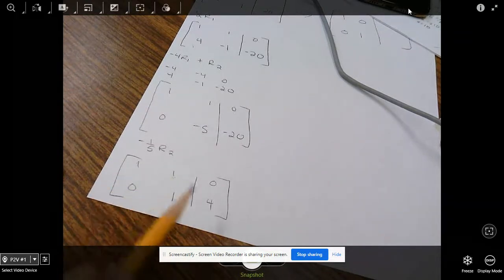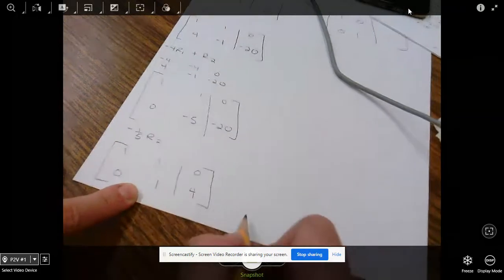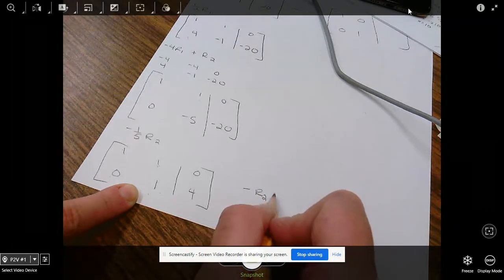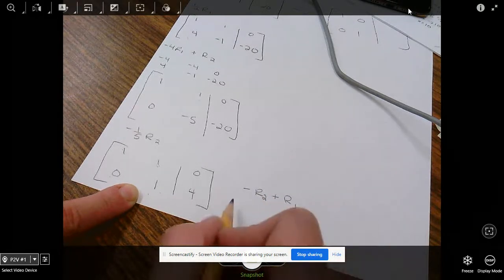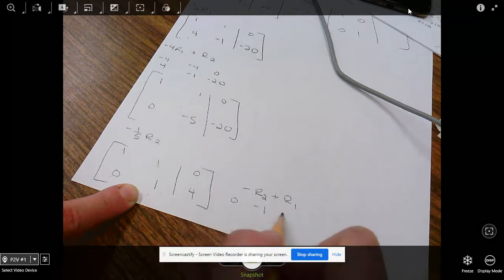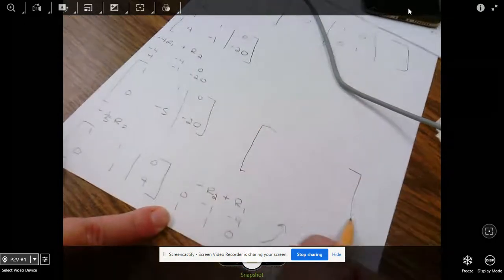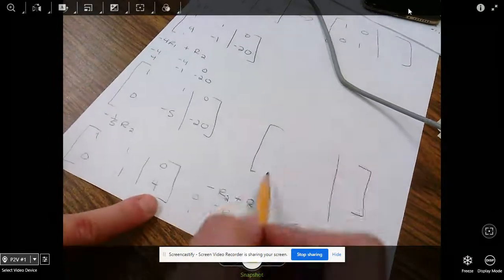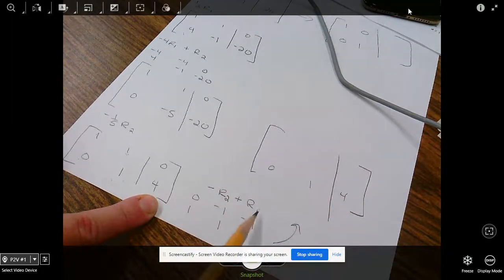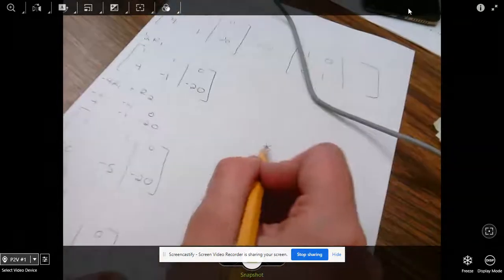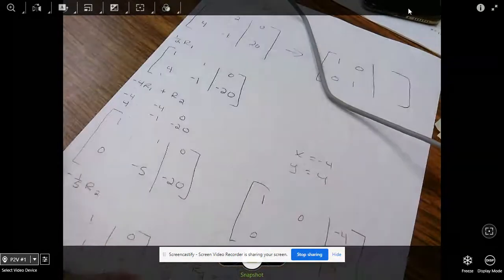A 0. So we're going to make this row negative. We're going to borrow it. So negative row 2, and we're going to add it to row 1. So negative row 2 would be 0, negative 1, negative 4, and we're going to add it to row 1, which is 1, 1, 0. The result will be, well, we didn't change the second row. We're changing the first row. We're applying it to the first row. 1, 0, negative 4. So my solution is negative 4, 4.